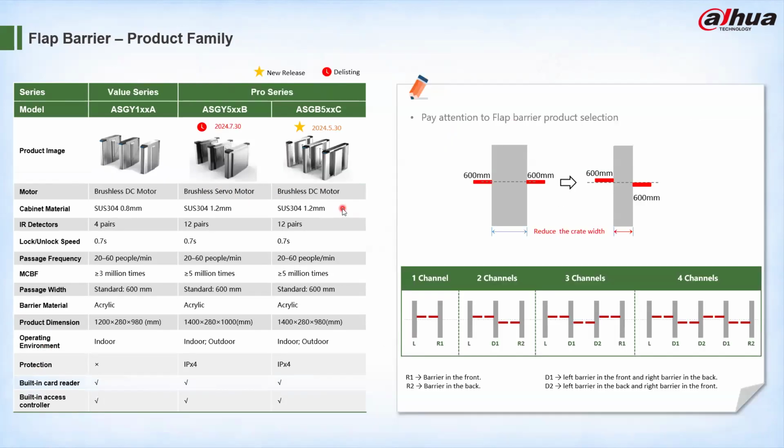For the flap barrier, we have the following. We have different series. We have the value series and the pro series. In this case, all these are going to be used on product based setups. So we have the different images for all. So in this case, for the value series, the product remained. For the pro series, we have a replacement of the product. Okay? So we have it on this end.